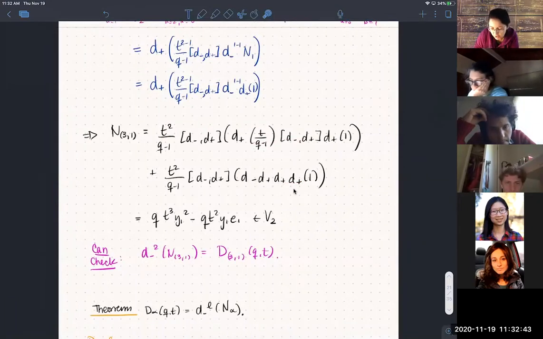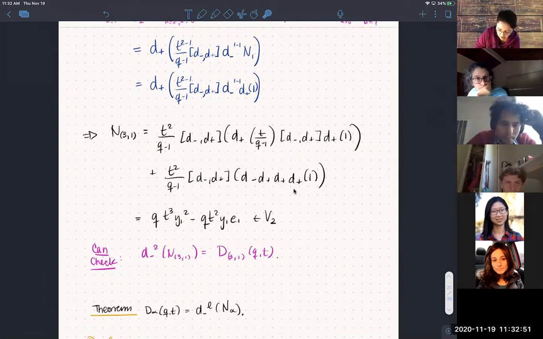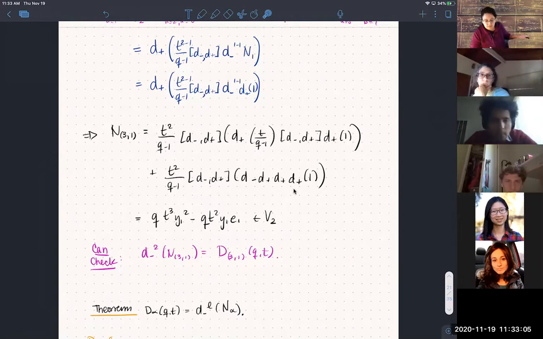And if you were to actually do it by hand or through a computer, you would see that this gives you this function, right? Yeah, and it's living in... Right. Yes. So d plus of 1 is 1, but d minus of 1 is something interesting, right? D minus of 1 is not necessarily 1. It's 0 if you're in V0, right? So this is why. But yeah, exactly.